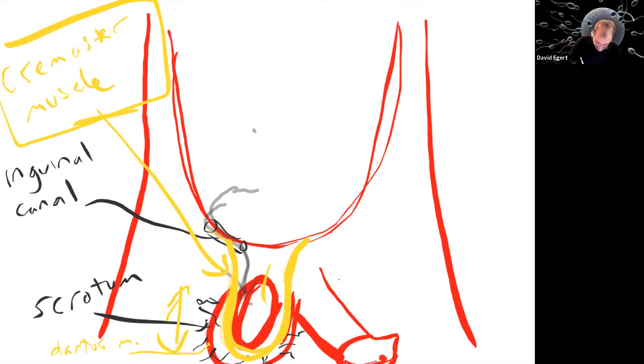There's going to be what we call the spermatic cord that goes through that inguinal canal and down here. We'll look at this in more detail in a little bit.